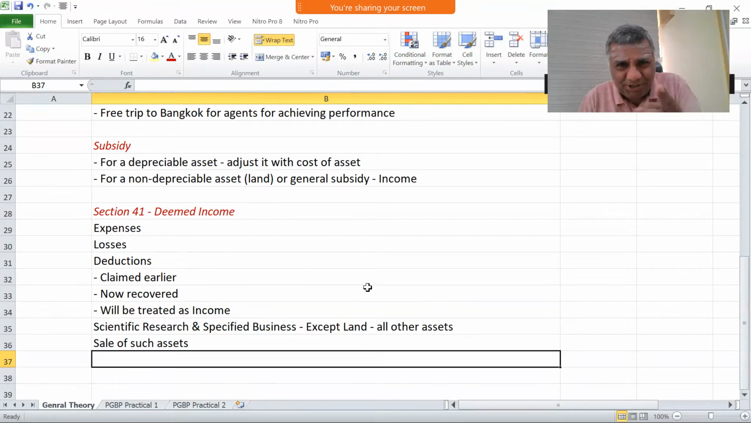The law says, boss, when you purchased it, you took it as an expenditure. Expenses, losses, deductions claimed earlier. Did you claim the scientific research asset as expenditure earlier? Yes. Except land, for everything you can claim. Now you are selling and recovering something, no? Treat it as income. Any expenses, losses, deductions claimed earlier, now recovered, shall be treated as income.